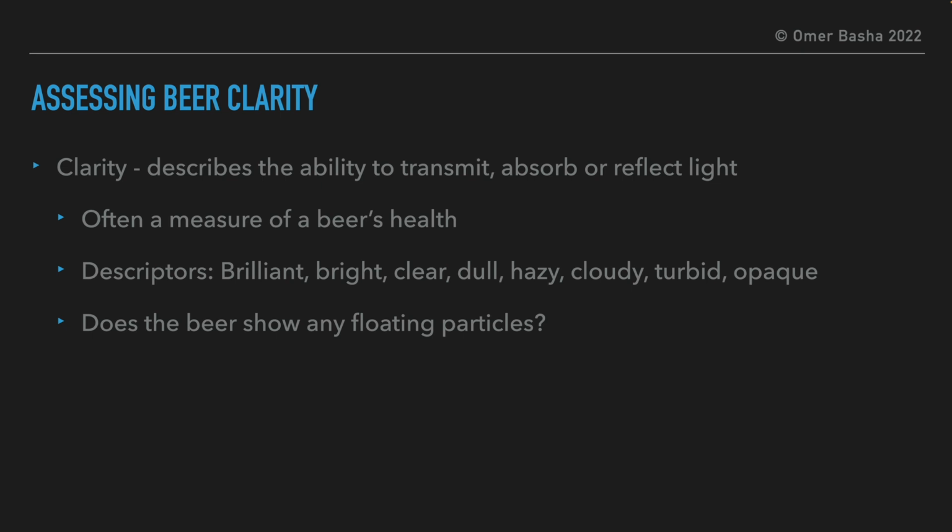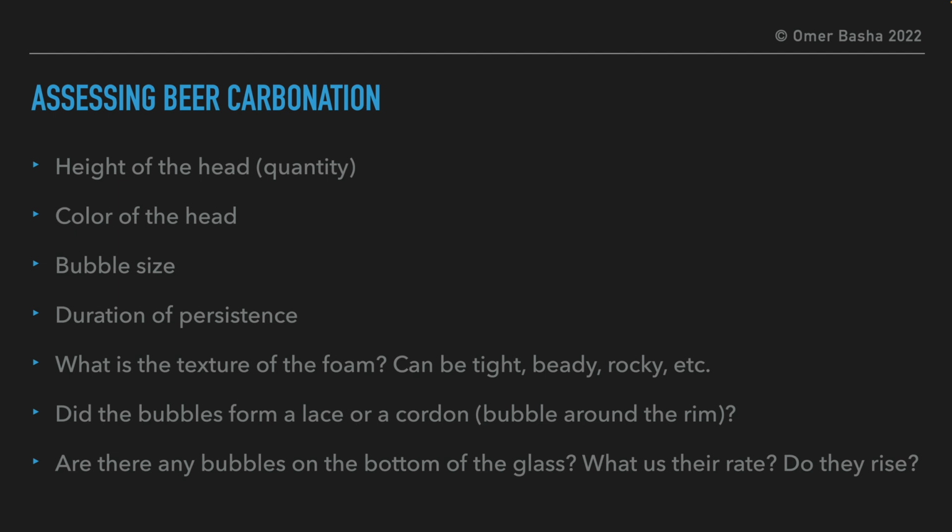And finally, we evaluate the size of the particles in the beer. Are they big? Can you actually see them floating? Or alternatively, are they small and unnoticeable? This means that the haze is homogeneous in the solution. After evaluating the beer's clarity, talk about the carbonation of the beer. Start by estimating the height of the foam head. After the foam head height, assess its color. The color can vary between white, ivory, off-white, or tan.